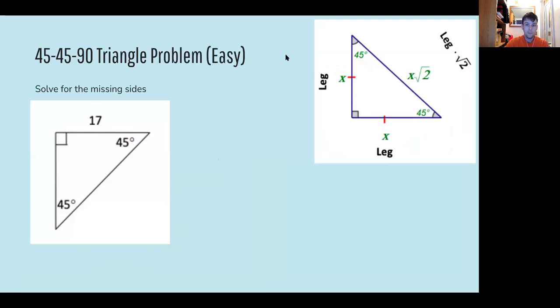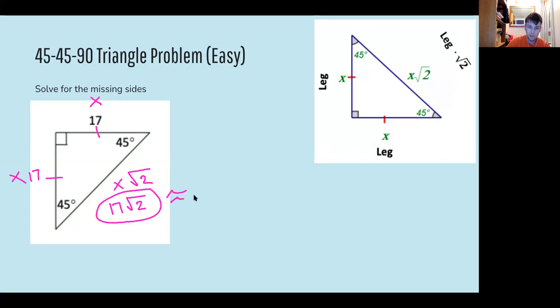In this problem, we know one of our legs is 17. So the other leg is also 17. Those are our x sides. The one we're missing is our hypotenuse, which is x root 2. So we just need to multiply our leg times root 2, and we can leave it like that.